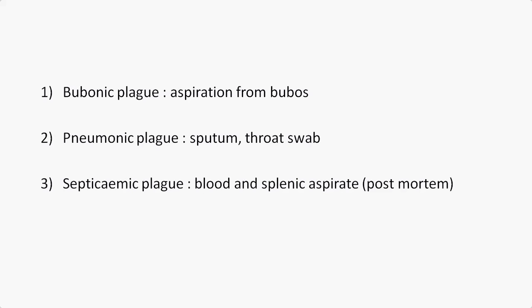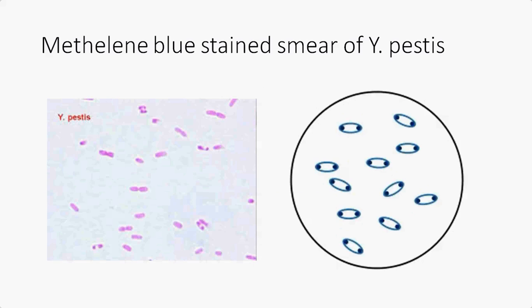And third is the septicemic plague. Septicemic plague is generally secondary to the bubonic or pneumonic plague. In that, the final stage of this plague is that the infection encroaches into the bloodstream. So we can take blood from an antemortem patient. If postmortem plague is suspected, the splenic aspirate can also be taken as a specimen for the diagnosis of plague.